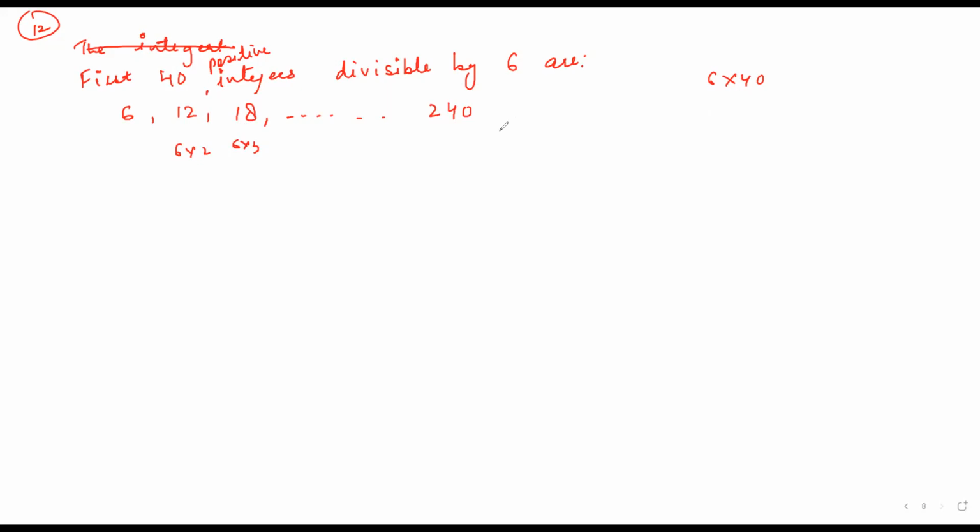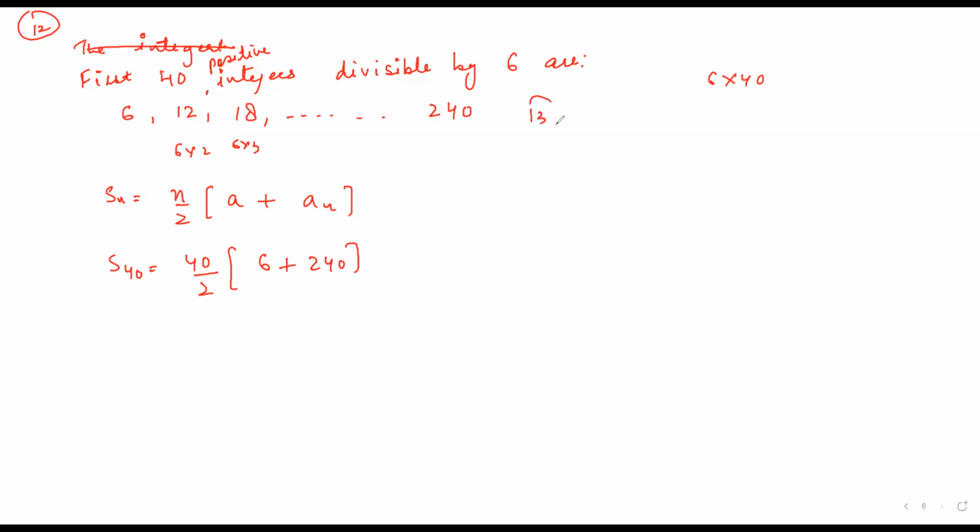And you have to find the sum. That means Sn. So simply n by 2, because the last term is already given, so a plus an, the nth term, or the last term you call it. Now n is how much? N is 40. So S40 will be 40 divided by 2 into 6 plus 240. That's it. So you can leave it, complete it afterwards.